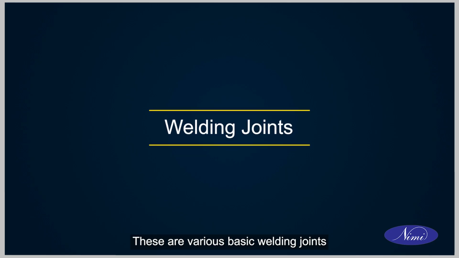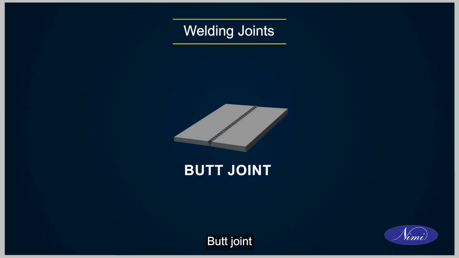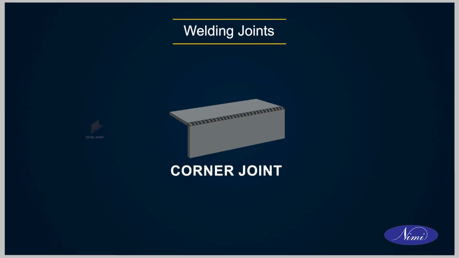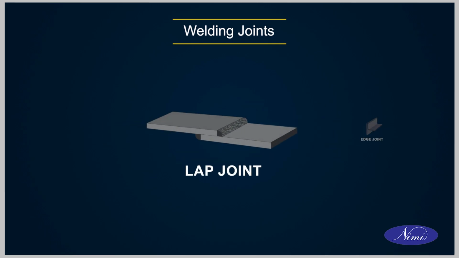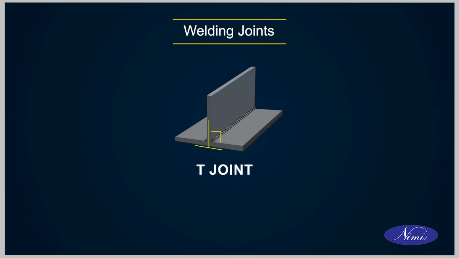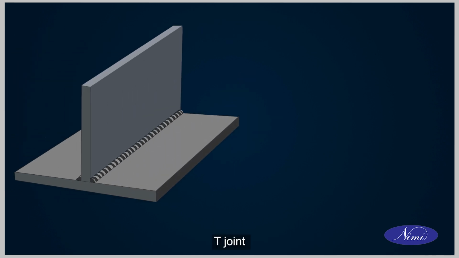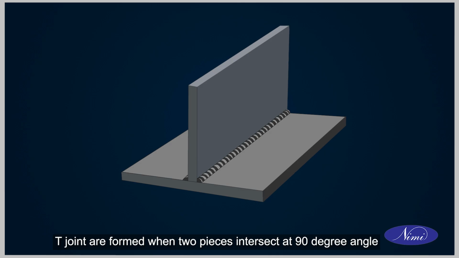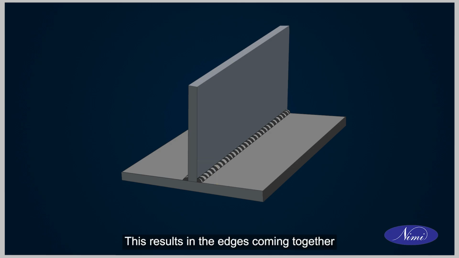These are various basic welding joints: butt joint, corner joint, edge joint, lap joint, T-joint. For this exercise, we will be using T-joint. T-joints are formed when two pieces intersect at a 90-degree angle. This results in the edges coming together in the center of a plate or component in a T shape.